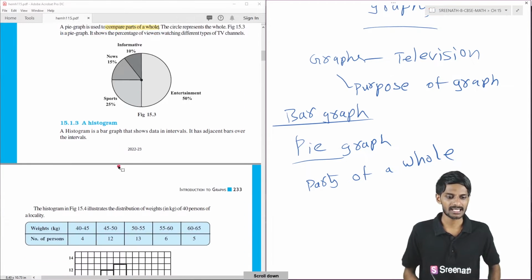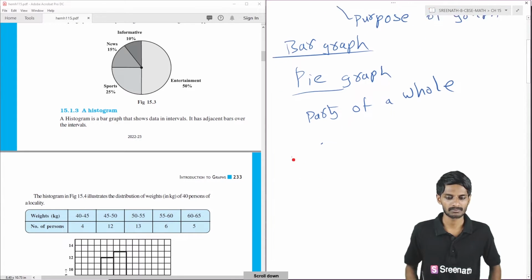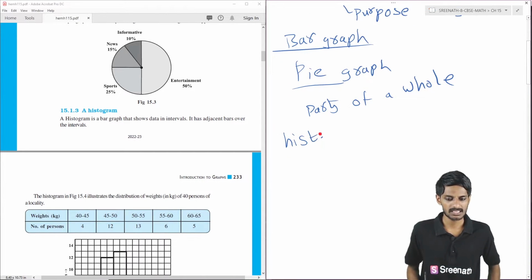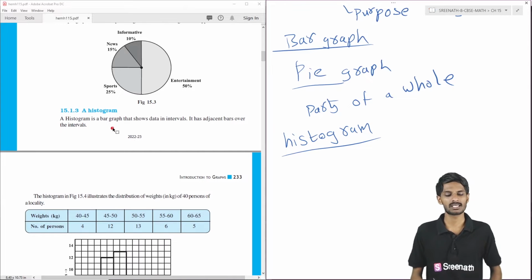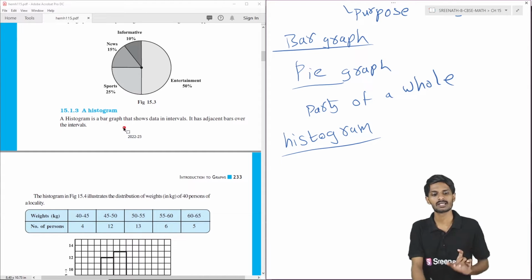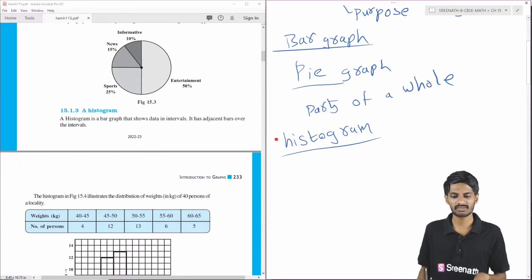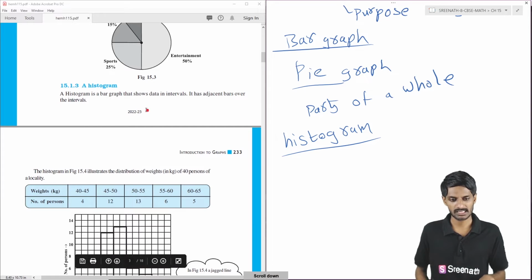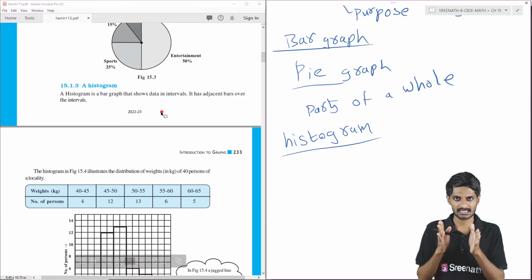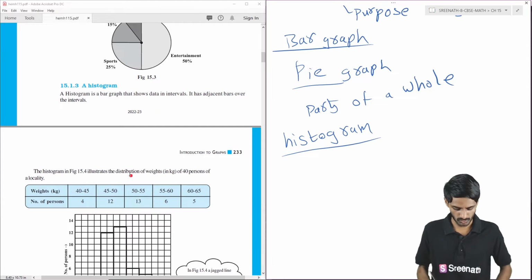Okay. And next thing is about the histogram. What is it? A histogram is similar to the bar graph, students, that shows the data in intervals. So what is the difference between a bar graph and a histogram? There is no gap between the bars in a histogram. It shows the data in intervals, in between some interval, students.